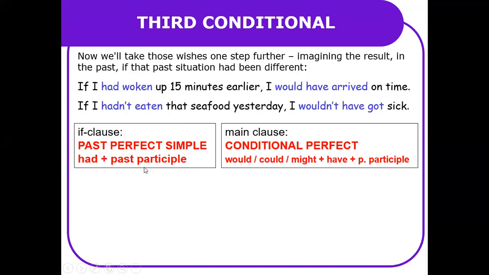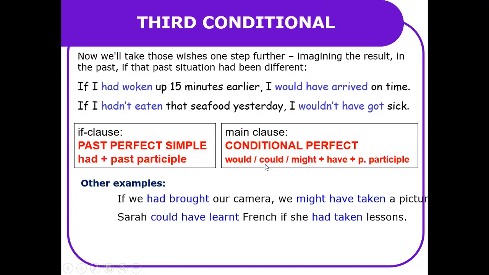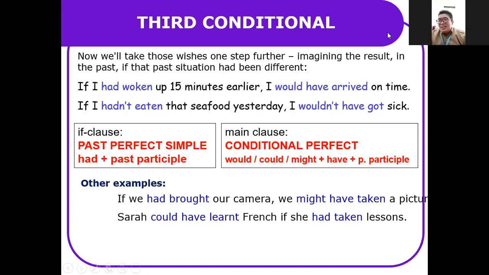Okay, and in the if clause it uses past perfect simple, had plus past participle, and then the main clause uses the conditional perfect. Yeah, would, could, might plus have plus past participle. Okay, or verb 3. If we had brought our camera, we might have taken a good picture. Faktanya apa? The fact is different. We didn't bring our camera. Faktanya beda ya. Kami tidak bawa kamera.